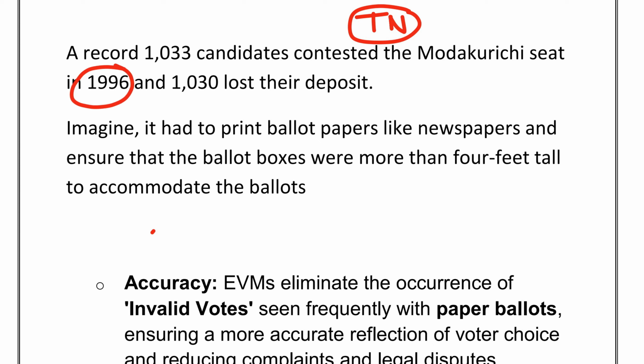In 1996, 1033 candidates contested in Modakkuruchi for the MLA seat. Why did 1033 candidates contest? To protest against some agricultural issues they were facing. So 1033 candidates filed and contested to protest, because only then would they get international and national media attention.